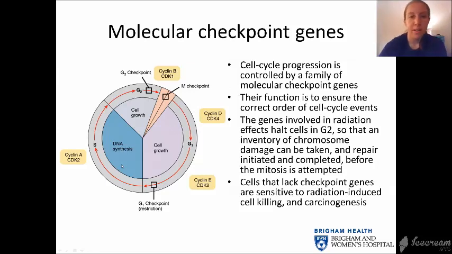And during the cell cycle, the cell will go through a lot of checkpoints just to make sure that it's ready for division. You can see all these molecular genes called cyclin. The cell cycle progression is controlled by a family of molecular checkpoint genes. Their function is to ensure the correct order of cell cycle events. The genes involved in radiation effects halt cells in G2 so that an inventory of chromosome damage can be taken and repair initiated and completed before mitosis is attempted. Cells that lack checkpoint genes are sensitive to radiation-induced cell killing and carcinogenesis. So, very important.